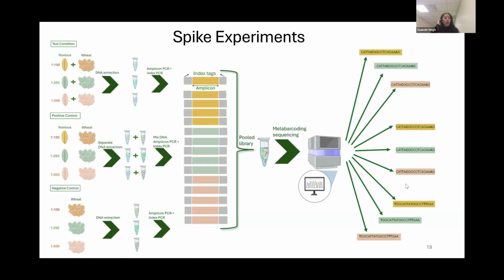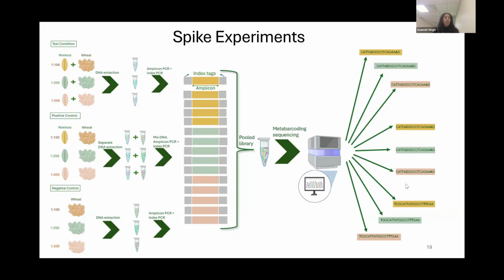So for that, we spiked wheat seeds with jointed goatgrass in increasing dilutions. We had 3 different conditions: a test condition, a positive control, and a negative control. In the test condition, we mixed 1 jointed goatgrass seed in 99 wheat seeds for a dilution of 1 in 100. We also mixed 1 jointed goatgrass seed in 249 wheat seeds for a dilution of 1 in 250. And we mixed 1 jointed goatgrass seed in 499 wheat seeds for a dilution of 1 in 500.